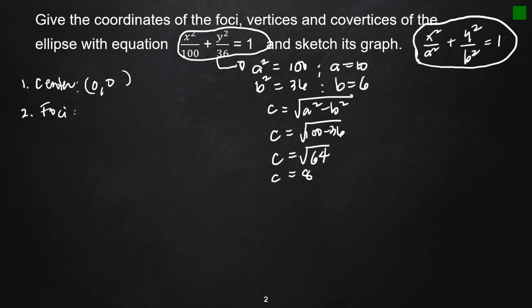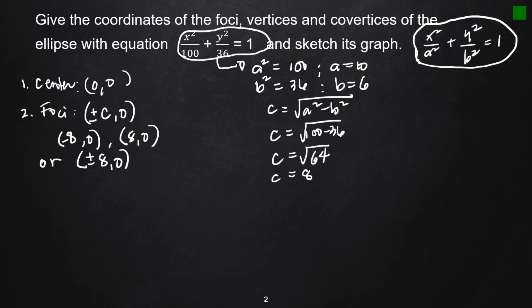Since the foci are collinear with the center, and have coordinates plus or minus c, 0, the foci in this equation have coordinates negative 8, 0 and 8, 0, or simply plus or minus 8, 0. Next, let's move to our vertices.